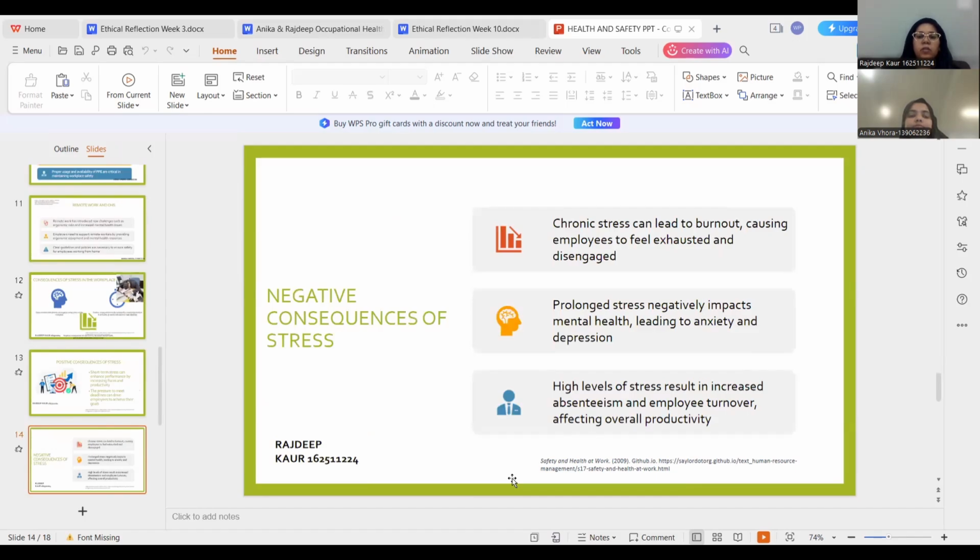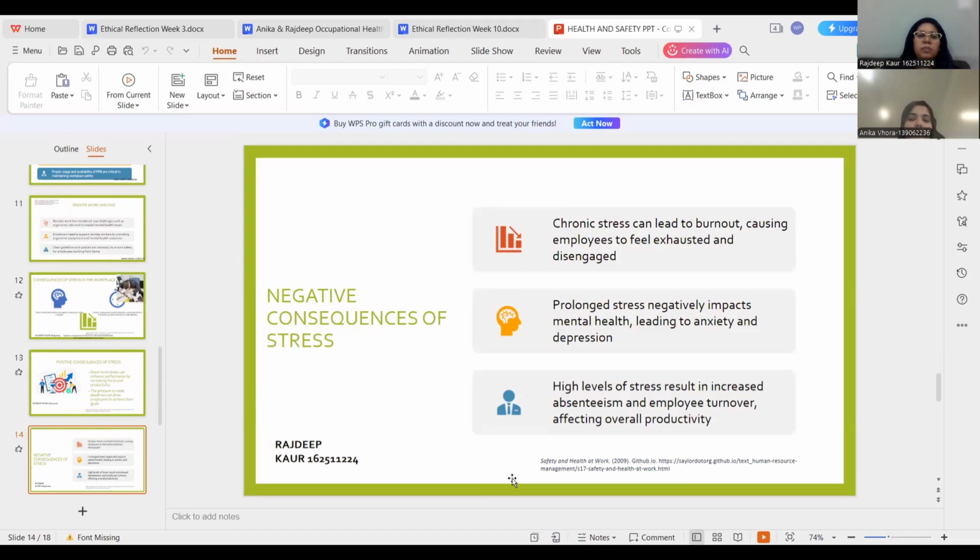In the negative consequences, number one is chronic stress. Here it can lead to burnout, causing employees to feel exhausted and disengaged. It can be seen in every field that if a person is overburdened or the stress is way too much for them to handle, they are going to feel exhausted.